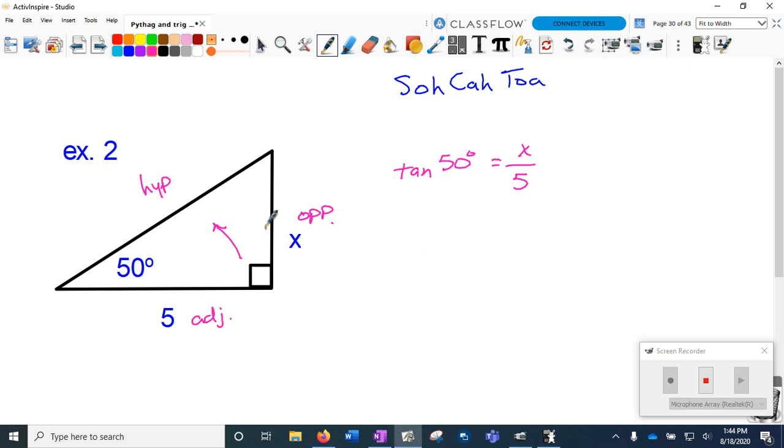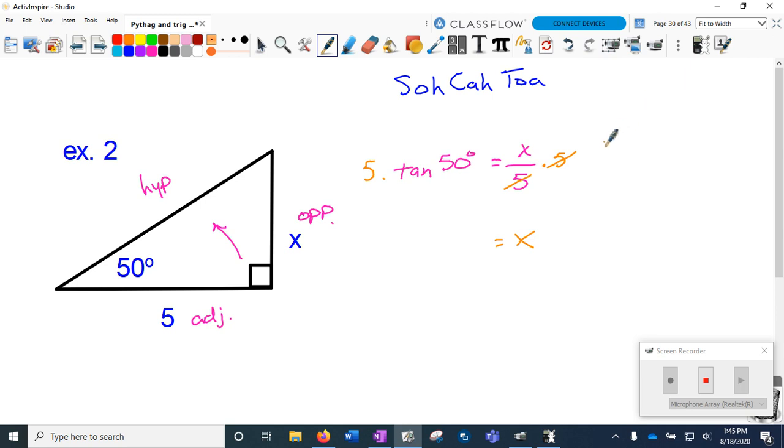All right, now it comes again down to the point where we're going to solve. Solve means undo, so I want to get the x by itself. I have to undo dividing by 5, so I'm going to multiply by 5. Multiplying and dividing undo each other. So on the right side, all I'm going to have left is x. But remember, whatever I do to the right side, since I multiplied it by 5, I have to do to the left side. So I have to do 5 times tangent of 50.